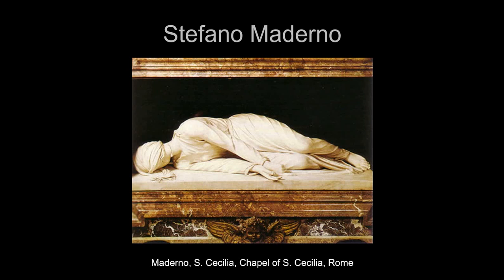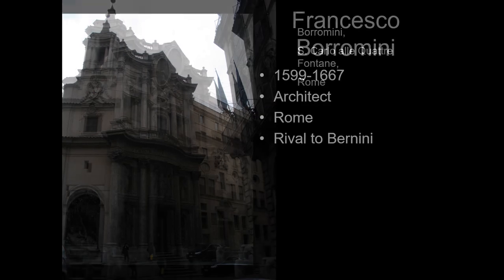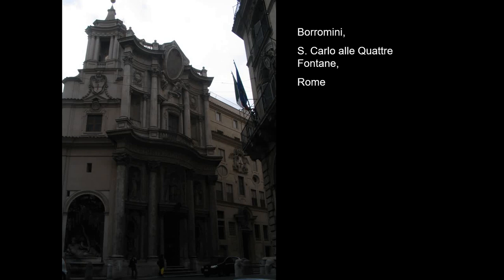Well, in architecture, the chief rival to Bernini is Borromini. And Francesco Borromini was an architect. Unlike Bernini, he didn't do a lot of sculpture. And he was active mostly in Rome. One of his major monuments is this one right here, San Carlo al Quattro Fontane, or St. Charles of the Four Fountains.